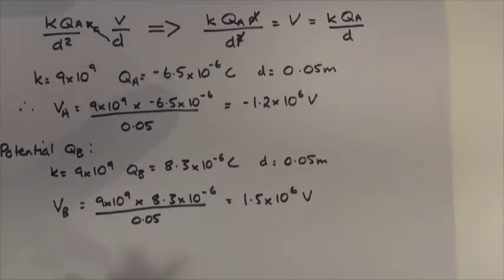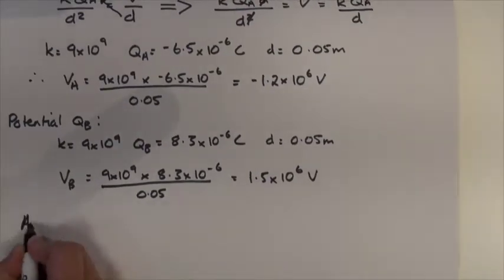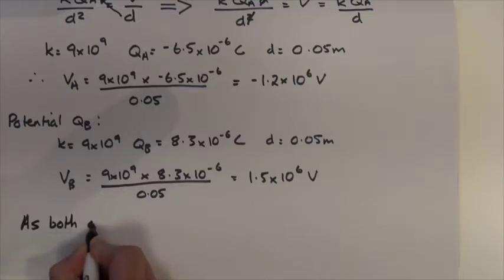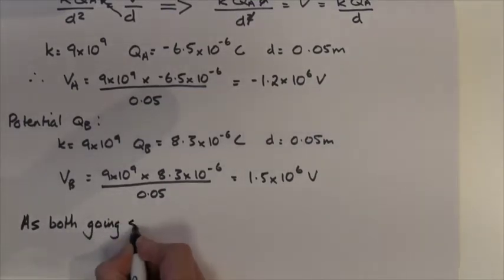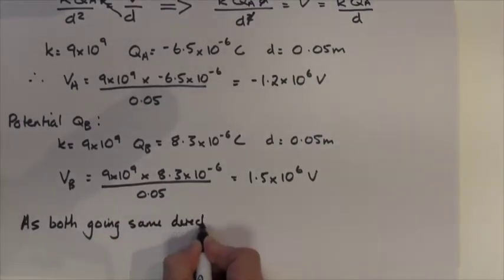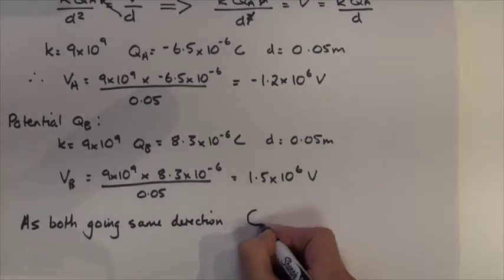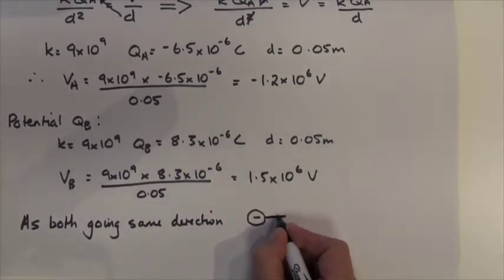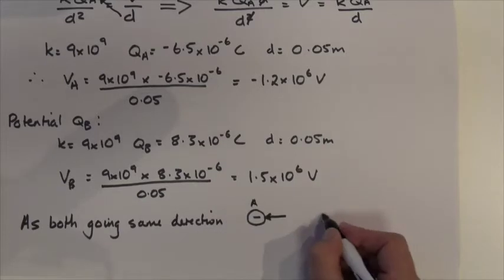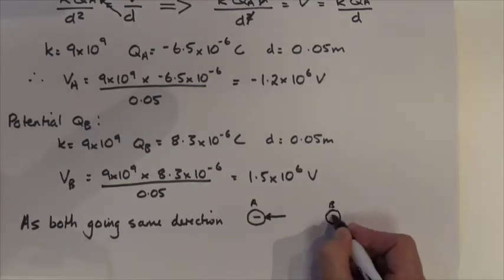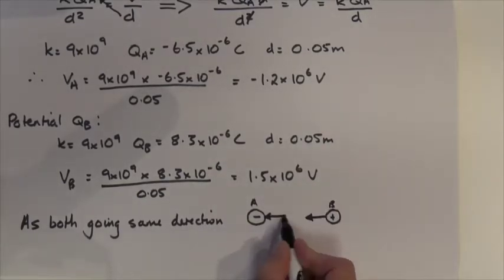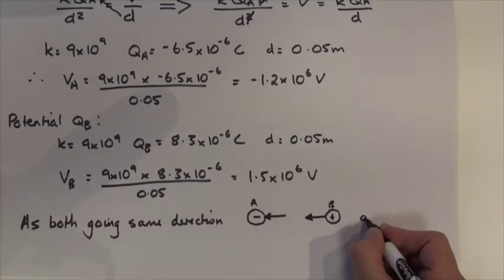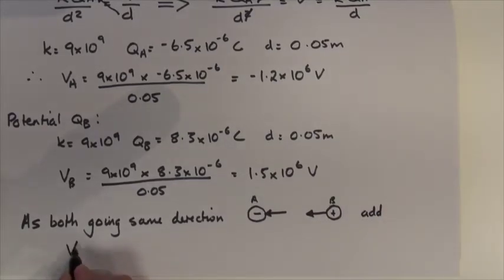Now, what else do I know? Well, I've got the two voltages at these points. Now I need to combine them. As they're both going in the same direction, and that's because I've got a negative charge for A, which means that the electric field lines are going into it, and for B they're going away because it's positive, I can add the two. So I'll just note that down.